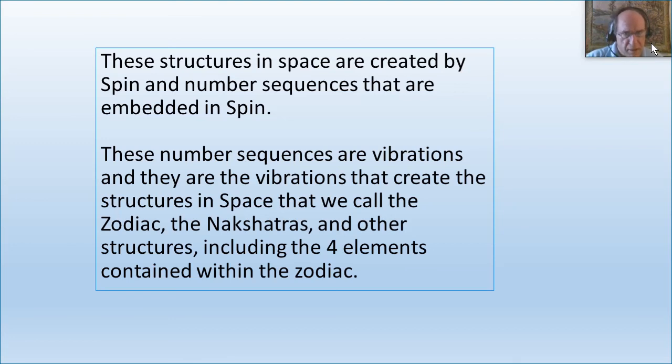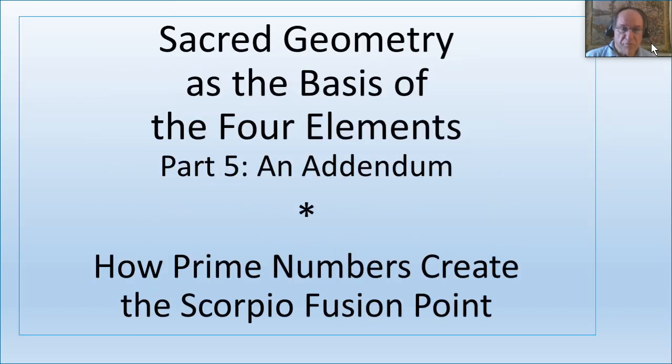Also, another critical thing is spin. These structures in space are created by spin, and I'm going to talk about that more in part 5 of this series. Part 5 is an addendum. To understand the elements, you don't need to watch part 5, but I'm going to make another video on the Scorpio fusion point. Why is zero Scorpio the fusion point between Pisano 5 and 10, and why did the ancients create the ruling planets of the zodiac signs symmetrical on the fixed cross? I'm going to show you the vibrational basis of that. The amazing thing is that there's a vibrational reason for all that. I'll explain that in a separate video.